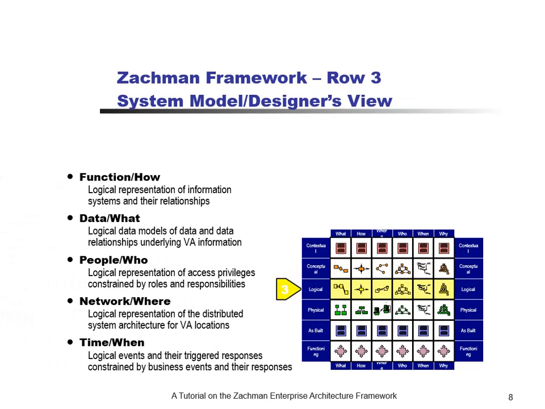Okay, so the system modeler: design, logical, project management, requirement definition, standards, procedures associated with a business rule model, logical representation of information systems and the relationships, logical data models and data relationships, logical represented privileges, access, so this is back to security. And then where? They're located in the architecture, system architecture, and when.